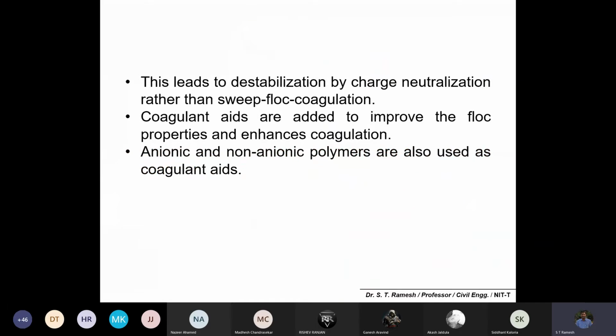Yes, sir. This coagulant aid is sometimes also added to improve the flock properties and enhance the coagulation. And here again, anionic and also non-ionic polymers are also used as coagulant aids. So please make a note on polymers also being used as coagulant aids, anionic and non-ionic polymers.